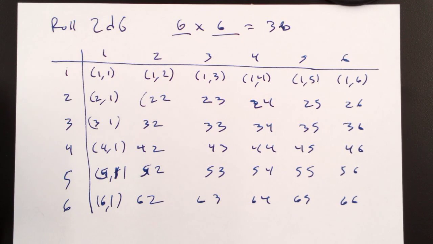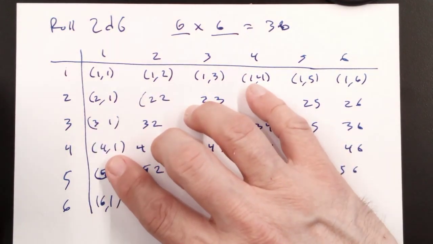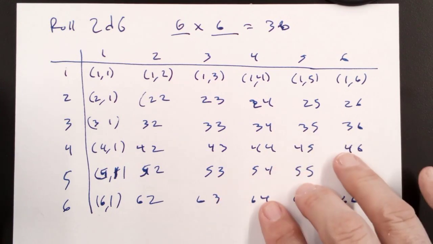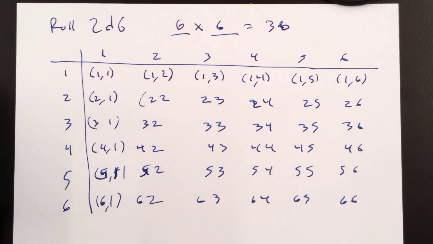I'd have to add up all the possible ways of getting an odd result, right? So it could be a total of 3. It could be a total of 5. It could be a total of 7 or 9 or 11, right? Because my totals only go from 2 to 12. Lo and behold, there are exactly 18 of those outcomes. 18 out of 36 turns out to be half.